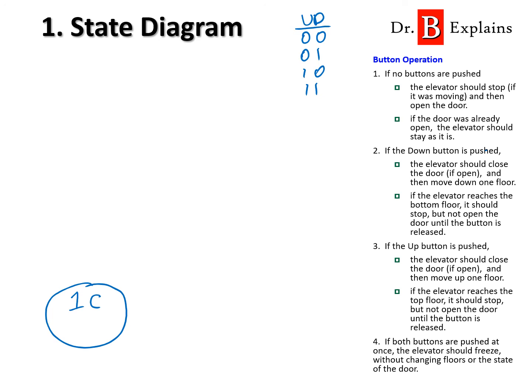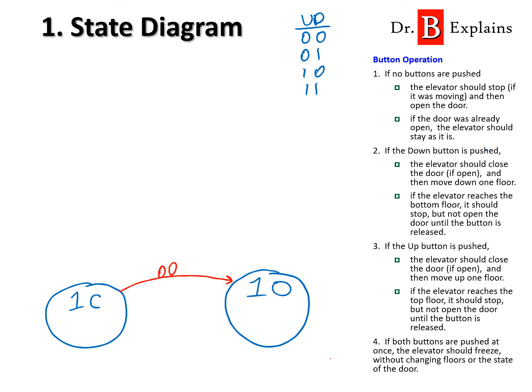So button operation, that means I have a 0, 0. No buttons are pushed. The elevator should stop if it was moving and then open the door. So in the first case, we're going to go with another state. We're going to look at 0, 0. We're going to make another state because in this left state, the door is closed. So this one is 1, but it's open now. So that's for our 0, 0.